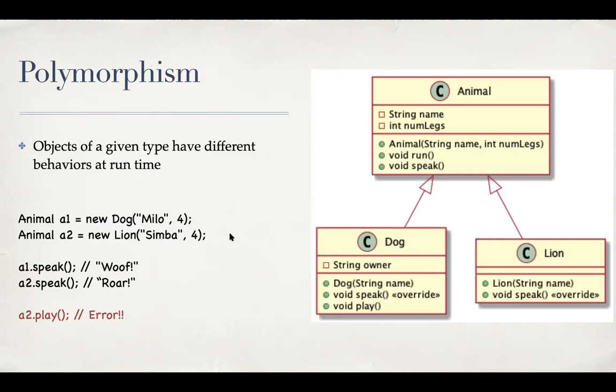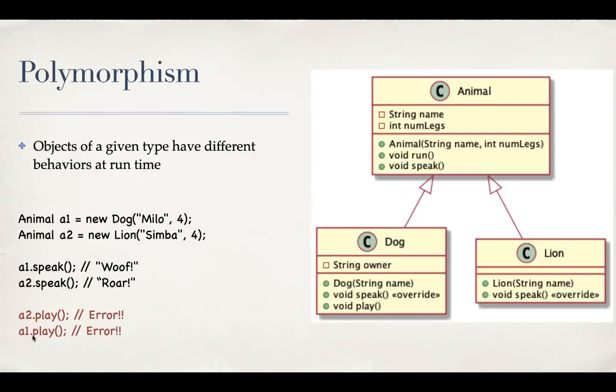Now, what happens if we try to call A2.play? Similar to the example on the previous slide, lion does not have the method play, so it will not be called. It's a compile time error. But think about this. What should happen if you try to invoke A1.play? A1 is a dog, and if you call the method play on that, you have the method play over here in the dog class, and you'd expect it to execute. But that also is an error.